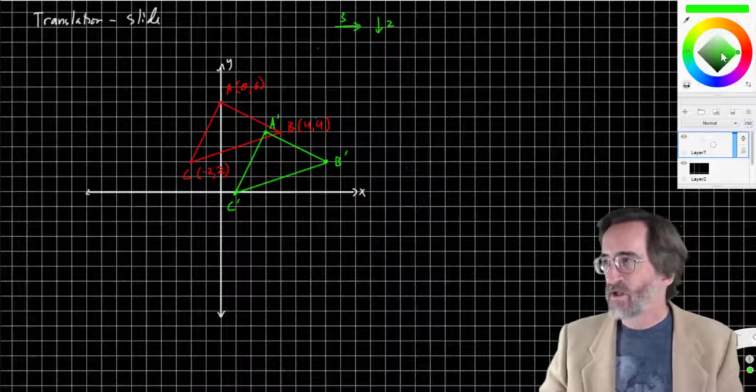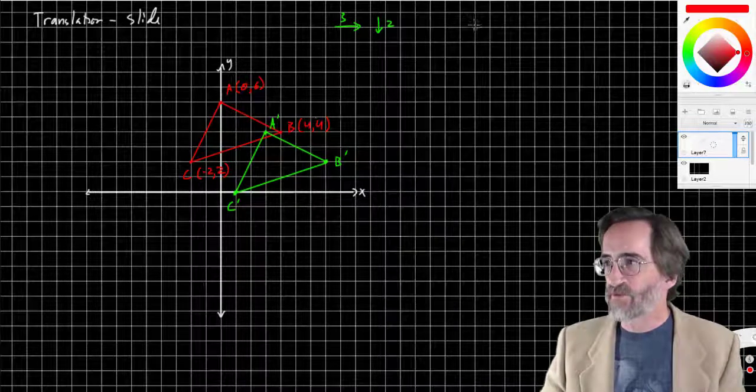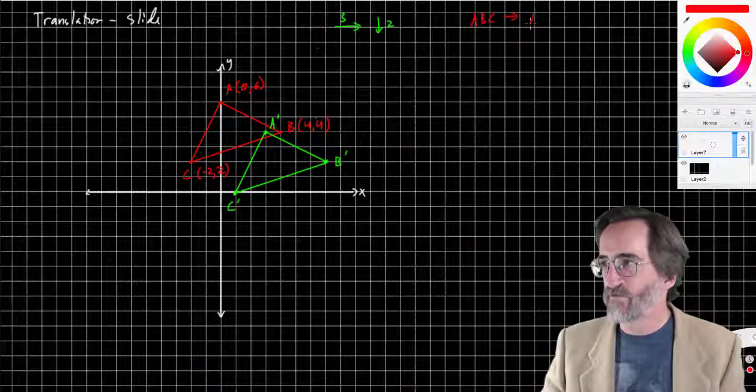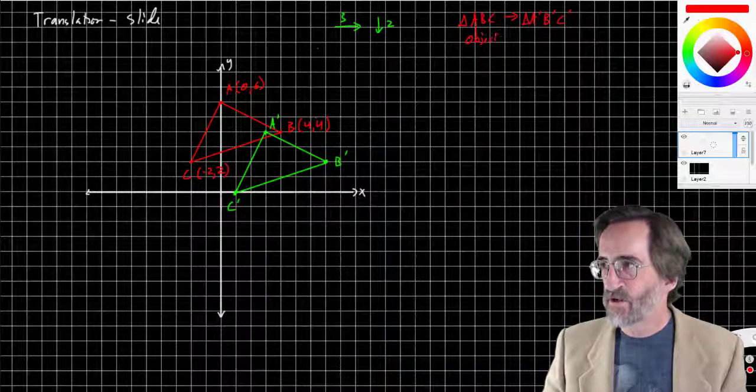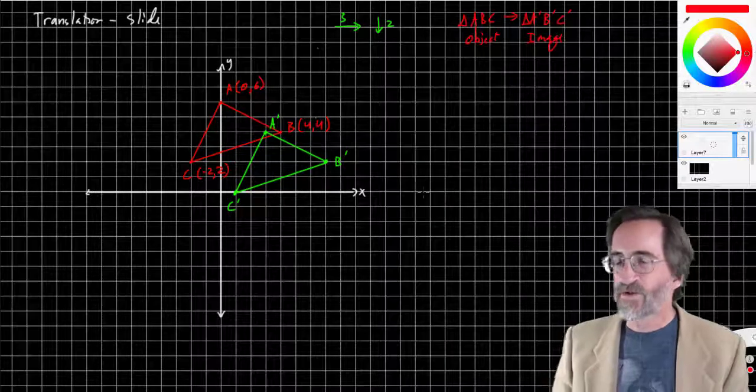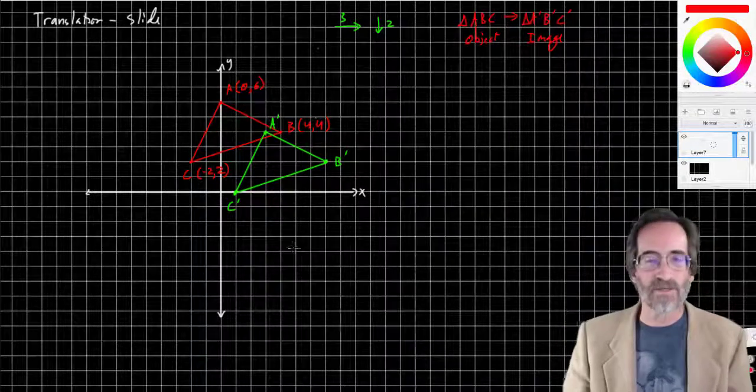So A, B, C goes through some transformation and becomes A prime, B prime, C prime. Triangle ABC is called the object. And triangle A prime, B prime, C prime is called the image. So the image always refers to after the transformation.